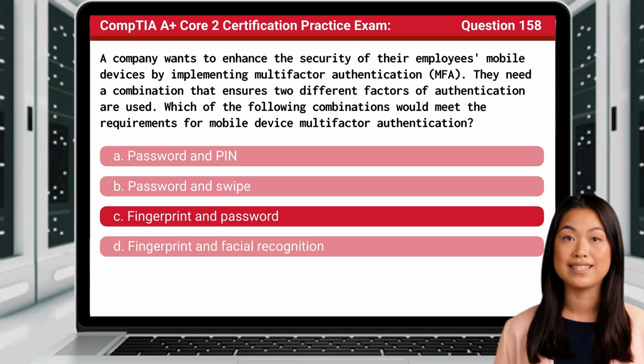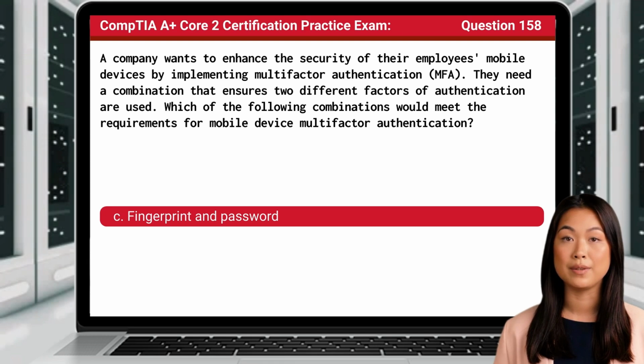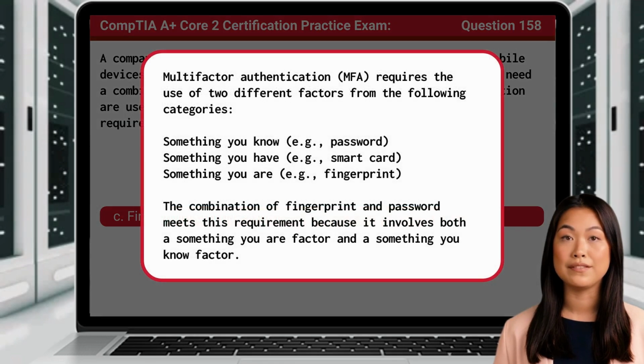The answer is C. Fingerprint and password. Multi-factor authentication, or MFA for short, requires the use of two different factors from the following categories: something you know, such as a password; something you have, such as a smart card; and something you are, such as a fingerprint. The combination of fingerprint and password meets this requirement because it involves both a something you are factor and a something you know factor.